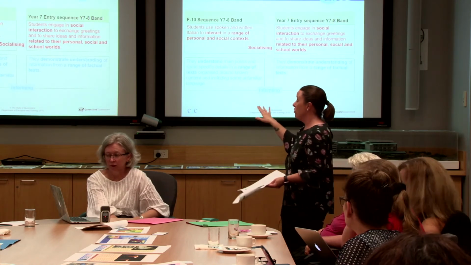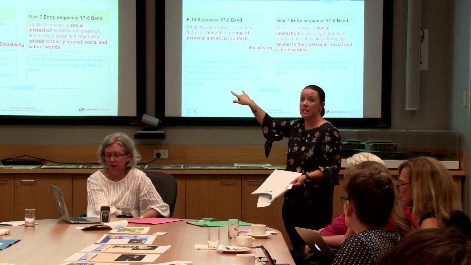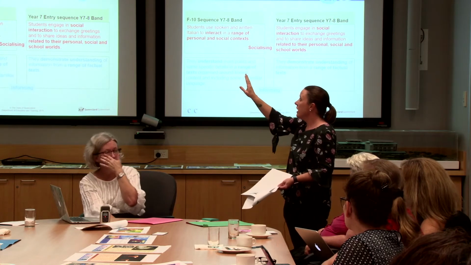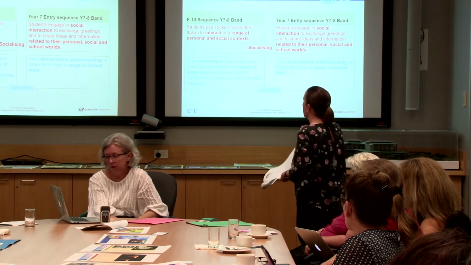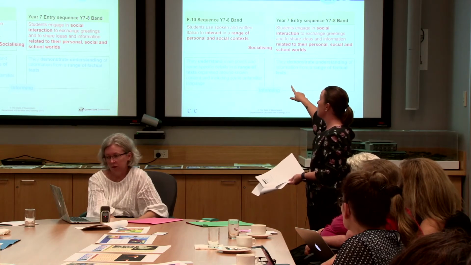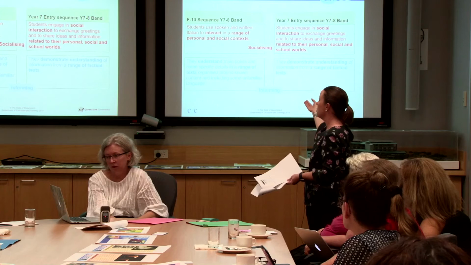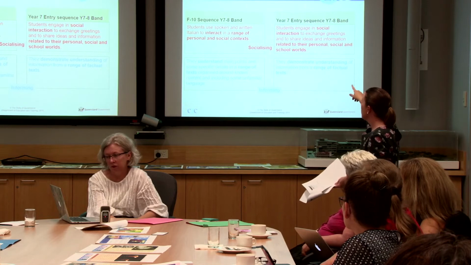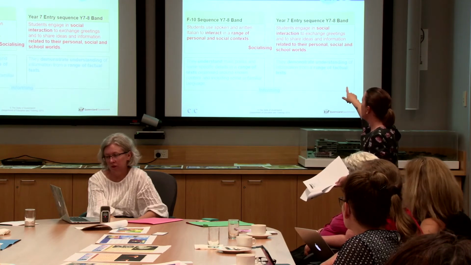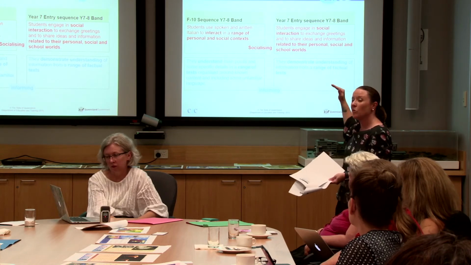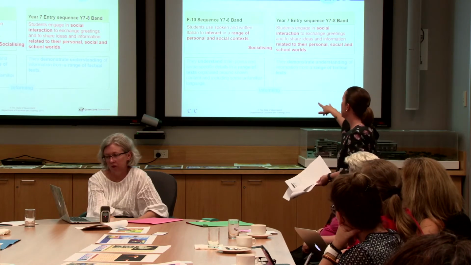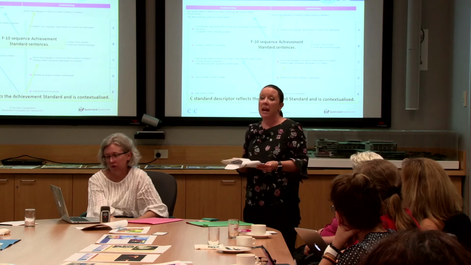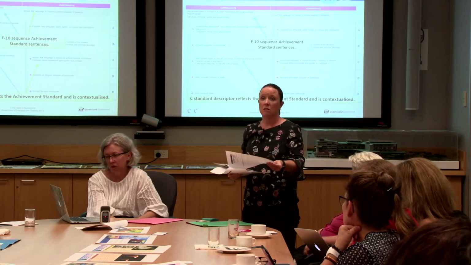This is just an example to highlight the similarities between the achievement standards. The left-hand side has the F to 10 sequence. Students use spoken and written Italian to interact in a range of personal and social contexts. And then in the Year 7 entry sequence for the 7-8 band, there's the interaction related to the personal and social school world. So that's the socialising aspect of the achievement standard. The same kind of thing comes across in the informing. And that makes adapting the C2C tasks more simple.